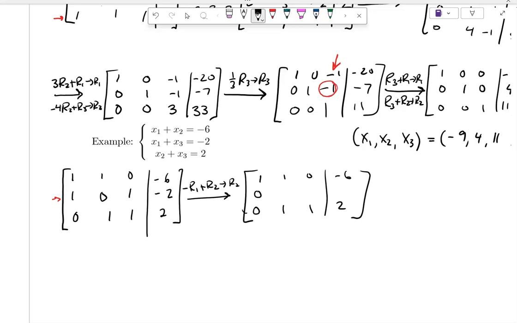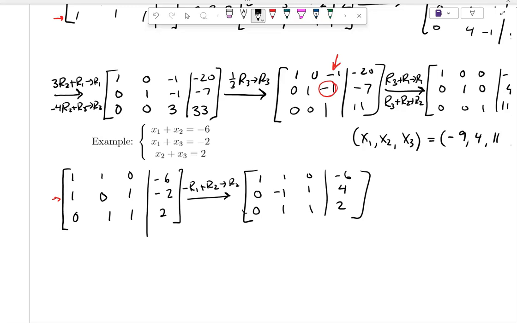Zero, and then negative 1, 1, 4. Good. So again, we're multiplying each of the entries by a negative 1 and adding down, right? Negative 1 plus 0 is 0. 0 plus 1 is 1. 6 plus a negative 2 is 4. Is that okay?